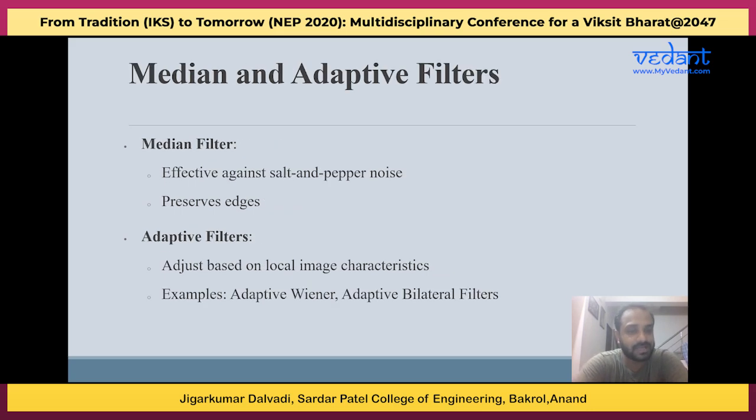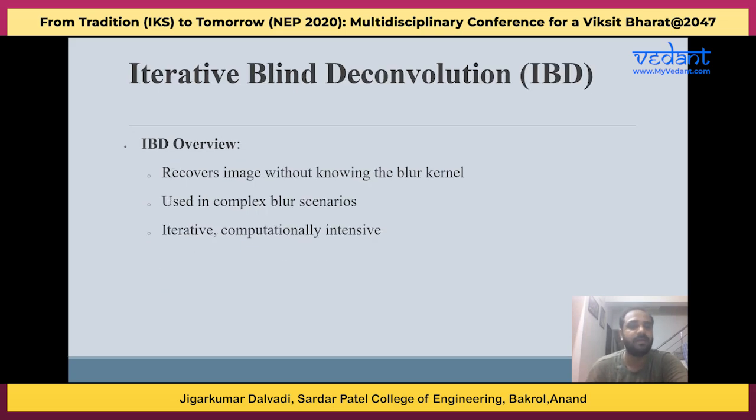These filters are basically used for salt and pepper noise, which is one kind of noise in an image. The median filter is very effective if salt and pepper noise is present in our image, and it is used to preserve the edges in our images. Then the adaptive filter. The adaptive filter is based on local image characteristics, for example adaptive Wiener and adaptive bilateral filters.